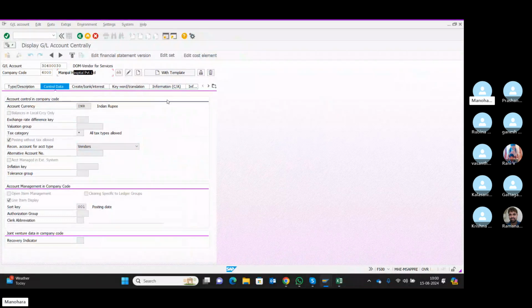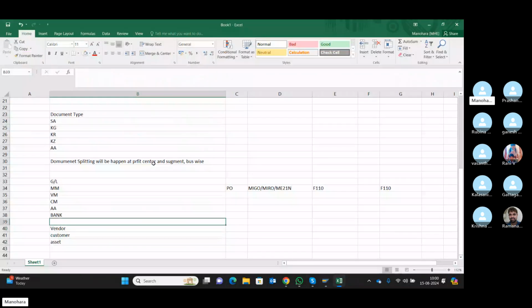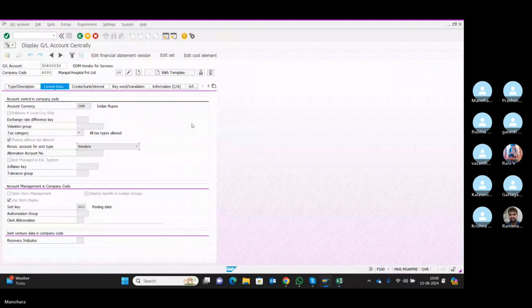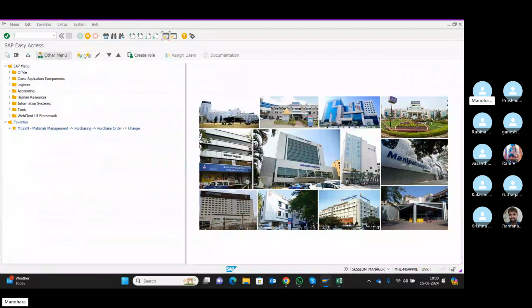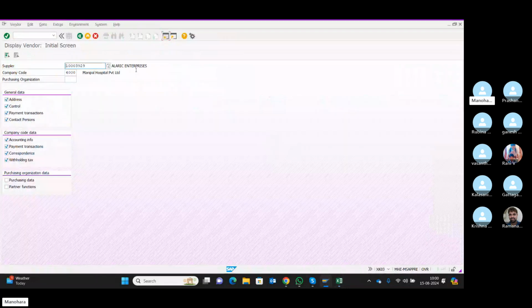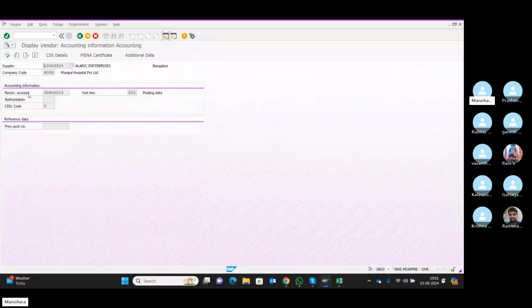For example, take the bank. Are we doing the reconciliation for the bank here? No, we are not doing bank reconciliation for that, so that is a main ledger. Whenever you create a vendor, you give the reconciliation account here, right? This is a subledger. We call it a subledger. So this subledger converts into the main ledger.